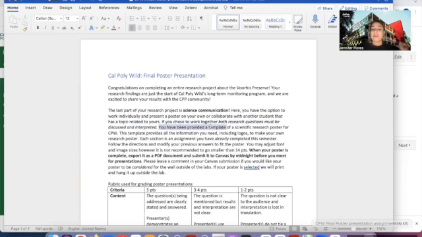You have been provided a template of a scientific research poster for Cal Poly Wild. This template provides all the information you need, including logos, to make your own research poster. Each section is an assignment you have already completed this semester. So follow the directions and modify your previous answers to fit the poster. You may adjust font and image sizes. However, it's not recommended to go smaller than 14 points. That's just technicalities on the scientific poster.